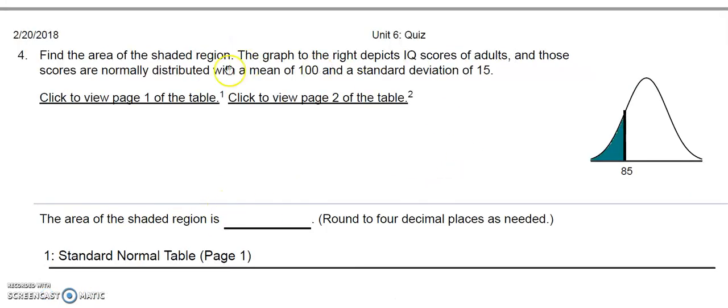So here you are given the mean and the standard deviation, and if you look at the graph, what is this area? So the area is bound by this point 85. So we need to find the z-score corresponding to 85. And you can use the formula, which is 85 minus mean 100, which makes negative 15, divided by the standard deviation, which is 15, and that would give you a negative 1. So the z-score is exactly negative 1.0.